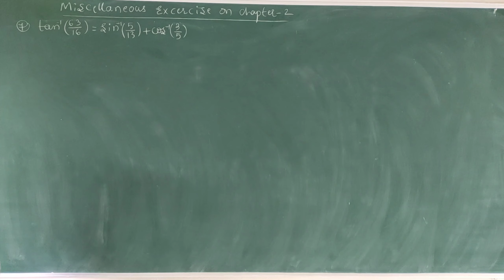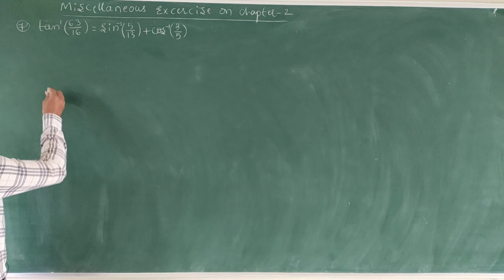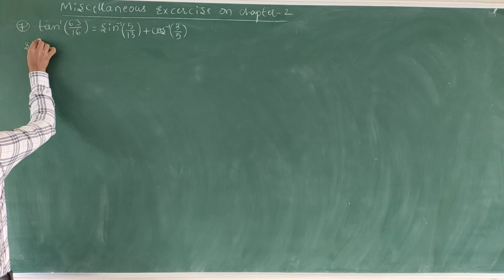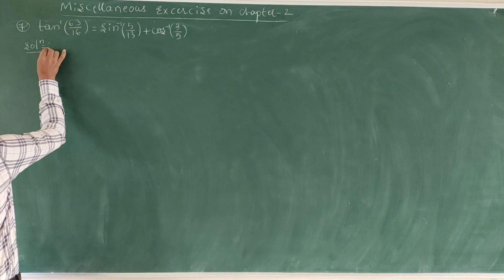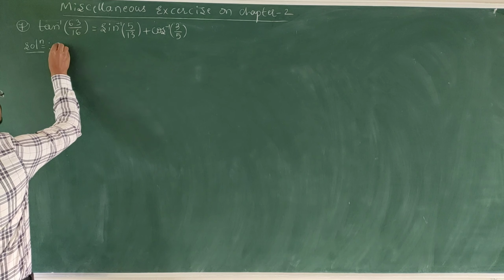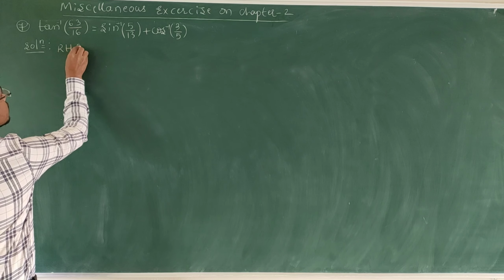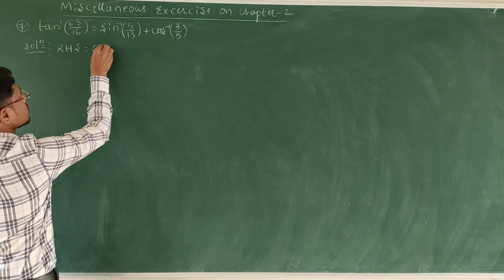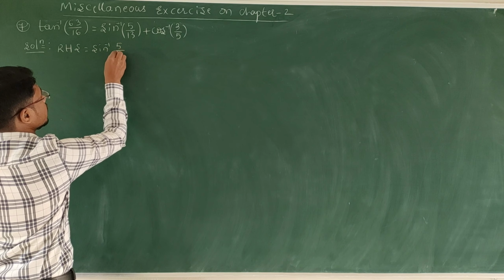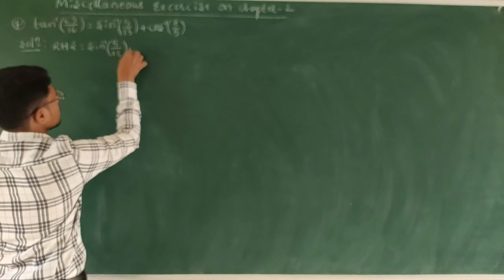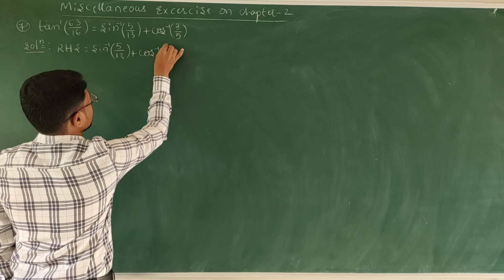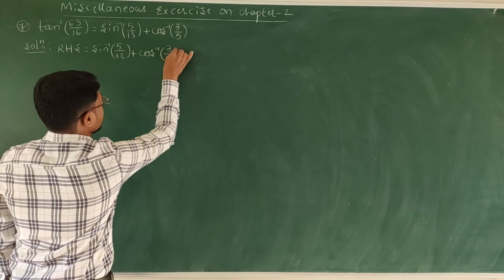Okay. Tan inverse of 63 divided by 16 is equal to the sin inverse of 5 by 13 plus cos inverse of 3 by 5. All 3 are there in this. First convert these to a single ratio. So I will take this RHS. RHS is equal to the sin inverse of 5 divided by 13 plus cos inverse of 3 divided by 5.